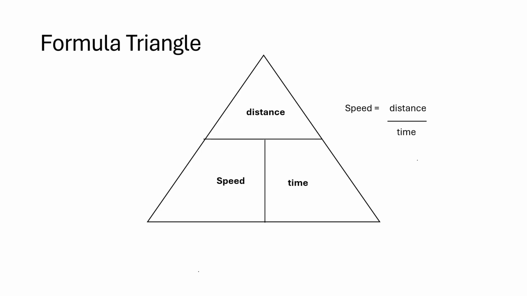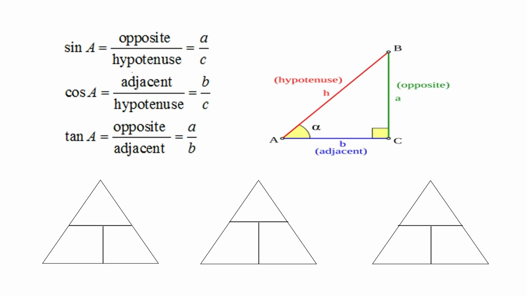Formula triangles work for many mathematical relationships. Let's look at another example: sine, cosine, and tangent. Here are the formulas. Sine of an angle A: opposite divided by hypotenuse, A divided by C. Cosine of an angle A: adjacent divided by hypotenuse, B divided by C. Tangent of an angle A: opposite divided by adjacent, A divided by B.